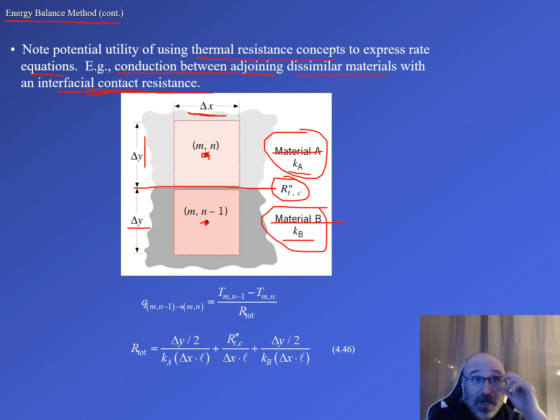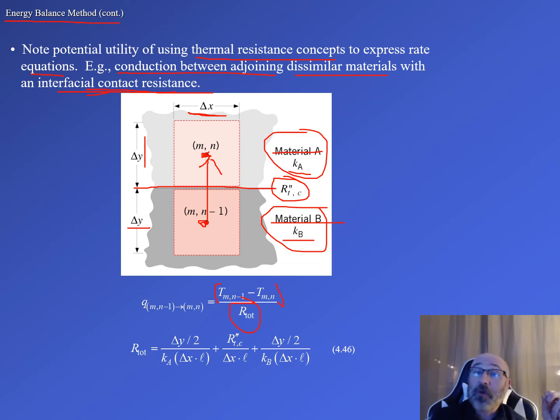So if we're looking at our heat rate going from this node into our node of interest, M sub N, this is going to be equal to our temperature difference, the temperature at this node here minus the temperature at our node Mn, divided by our total resistance. Now what is our total resistance?